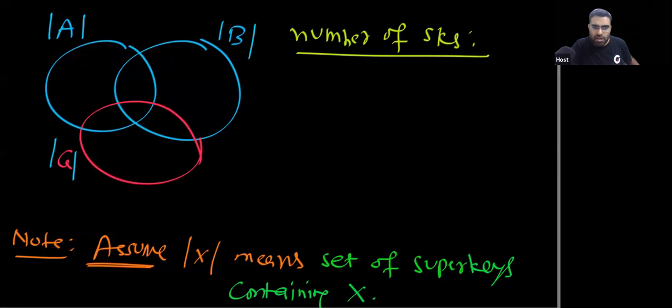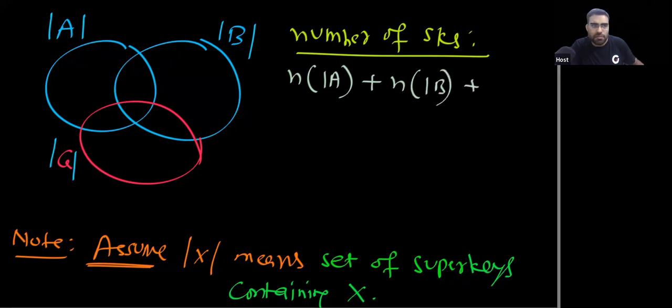So remember, your answer will be what? Please understand, how many super keys will be there? That will be how many of these there are, plus how many of these there are, plus how many of these there are, minus what will I do? Tell me.